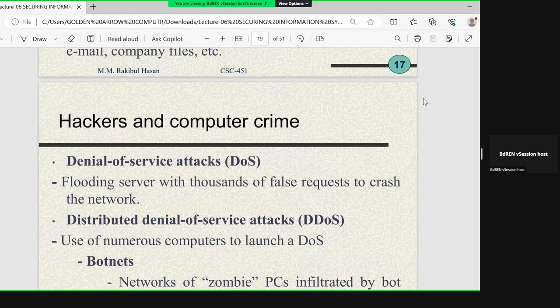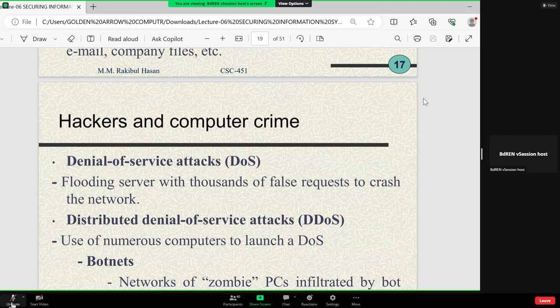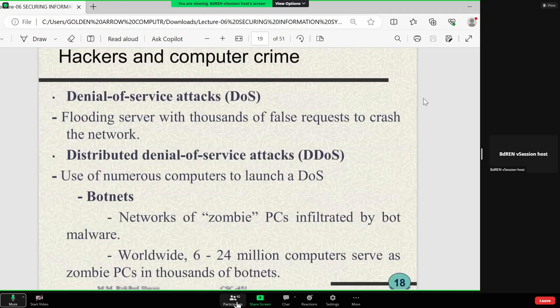This time, the date will be announced by the authority, the university authority. All right, that's why we have to wait. Maybe within like 1 or 2 days, they're going to announce the date.